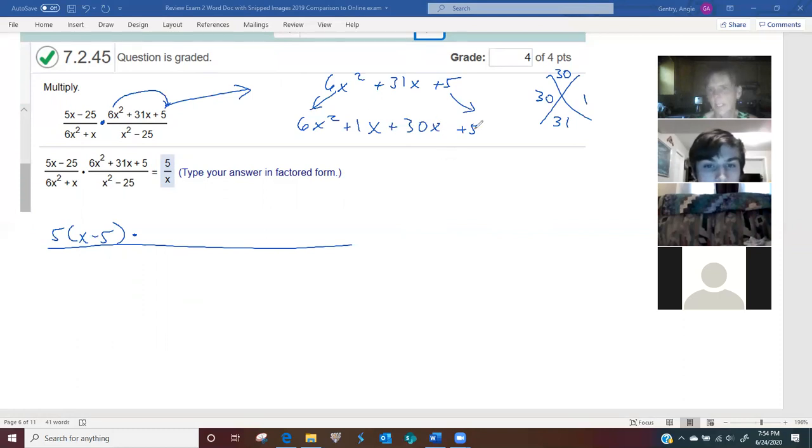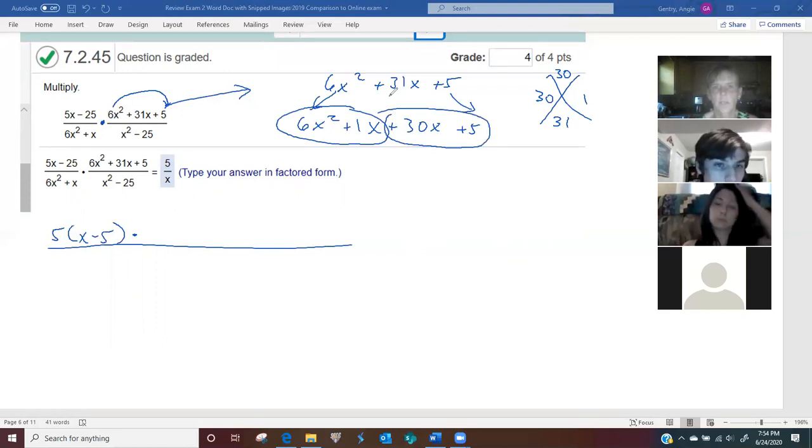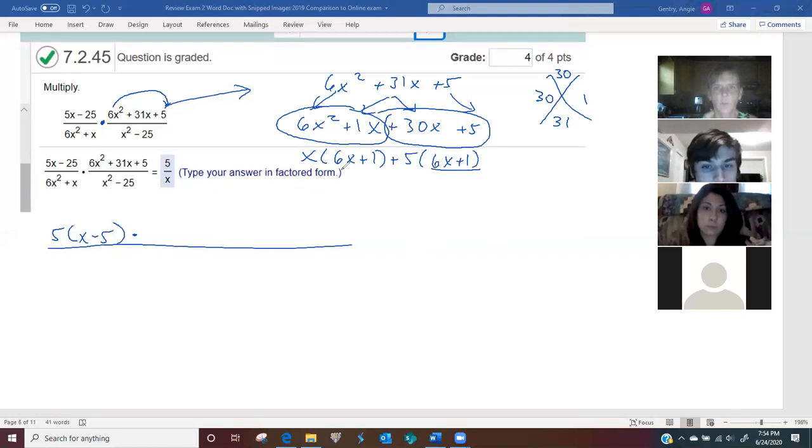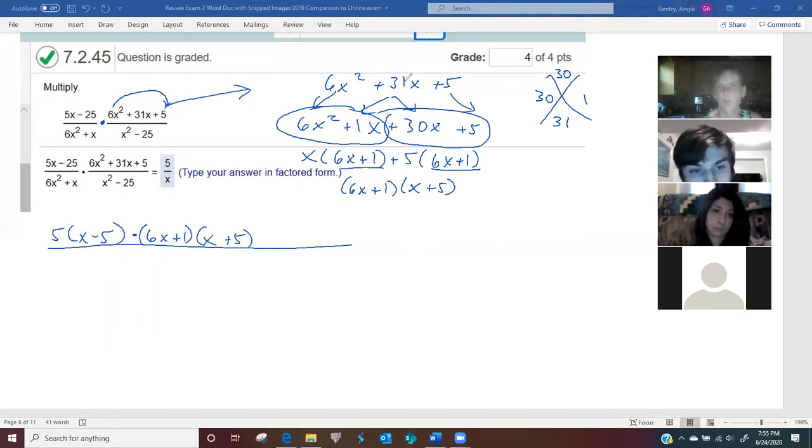That way I have some to take out here. You don't have to do it that way. But you split the middle term and you double bubble: x times (6x plus 1) plus 5 times (6x plus 1). Sometimes you have to factor off to the side. Some of you can take this and go immediately to this by trial and error, and since they're both positive, it's not hard. But I always show it this way because everybody can do it.